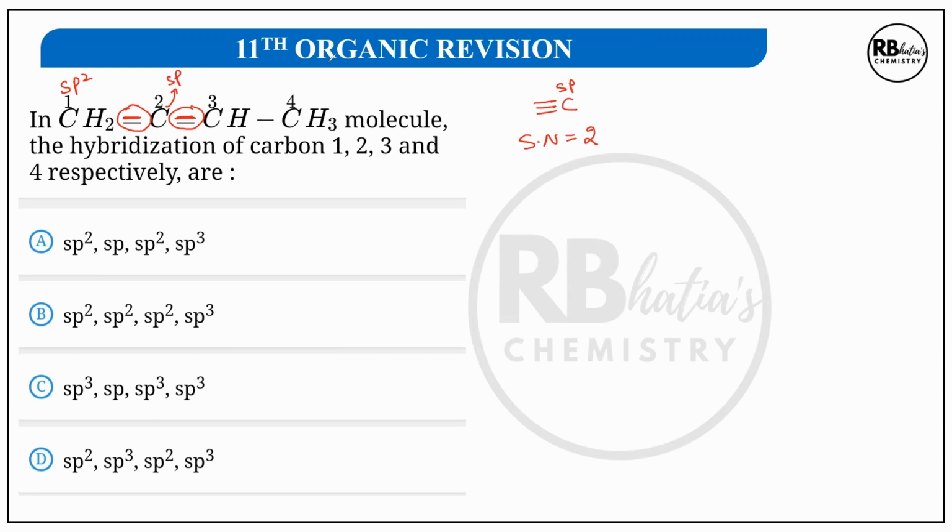sp. Then the next carbon again has 1 pi bond around it, 1 single sigma, and 1 pi this side. Hence, this is going to be sp2, and the last one is sp3. So the hybrid state in this case is sp2, sp, sp2, and sp3. So our answer is answer A. We move on to the next.